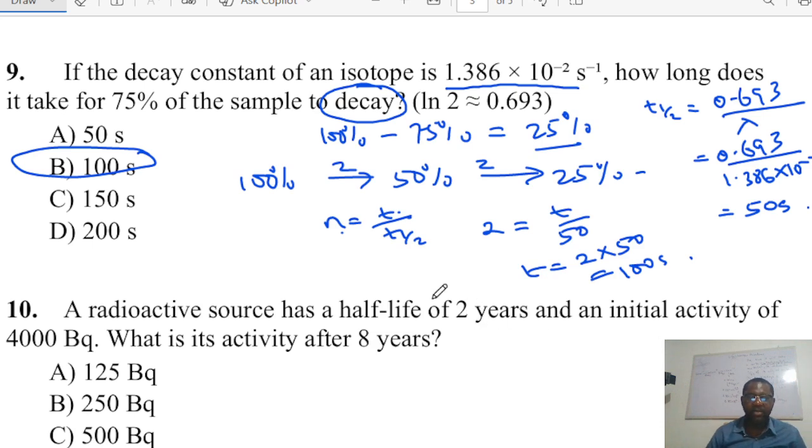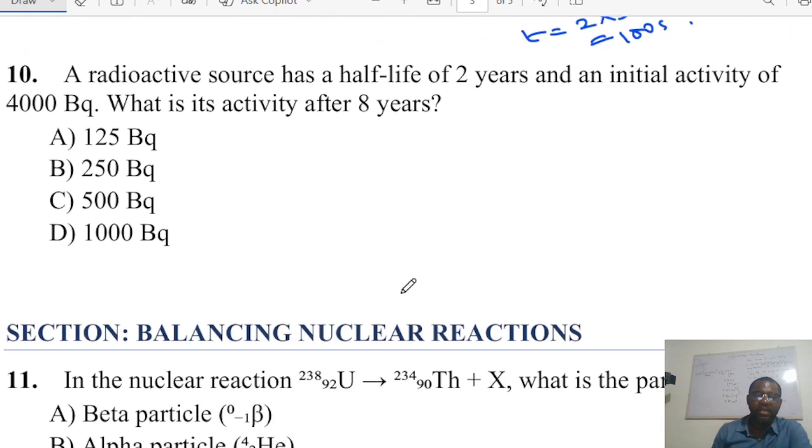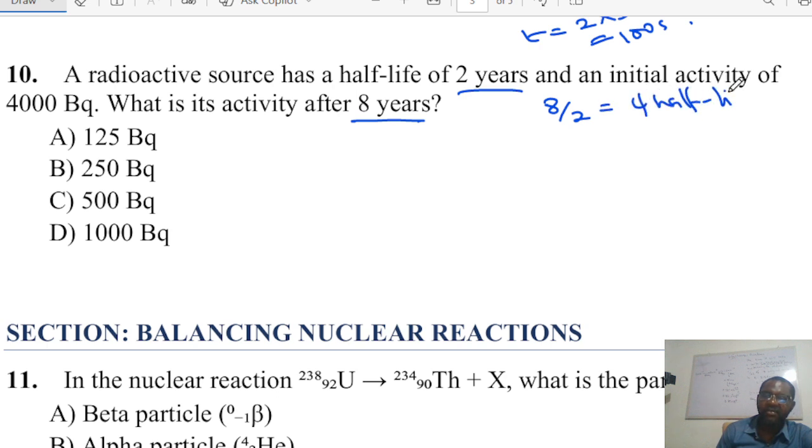Okay, so number 10 says a radioactive source has a half-life of 2 years and an initial activity of 400 becquerel. What is the activity after 8 years? So let's see, how many half-lives do we have in 8 years? That's going to be 8 divided by 2. So we have 4 half-lives.